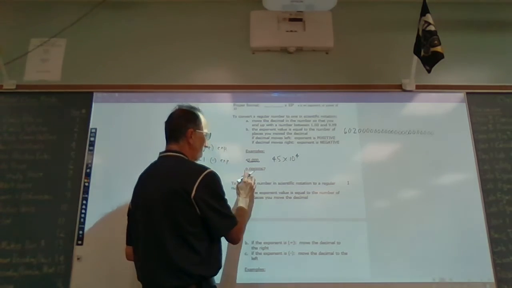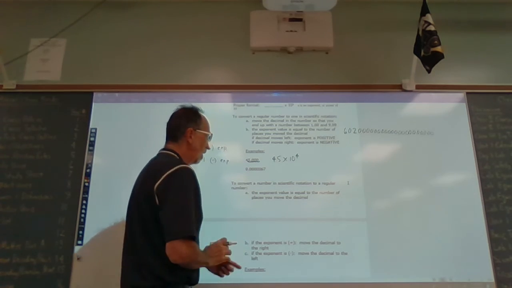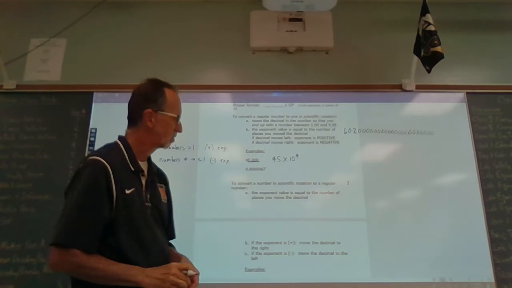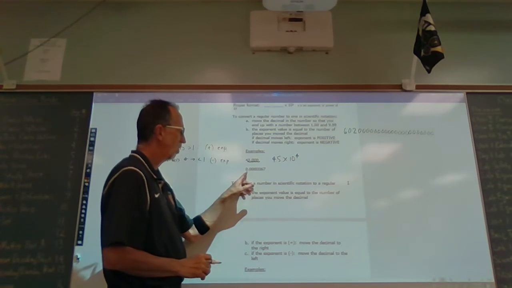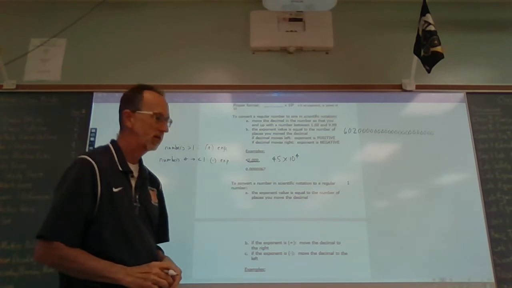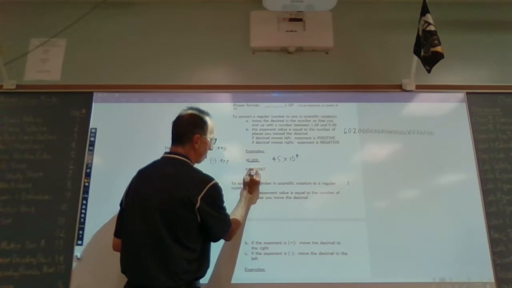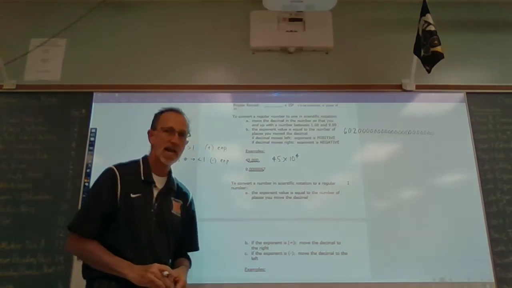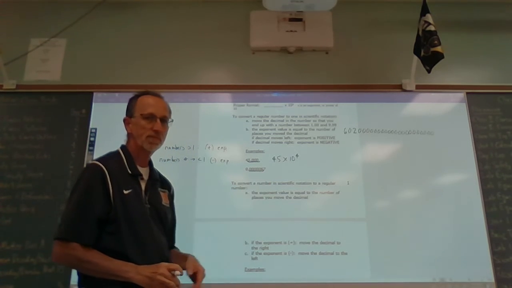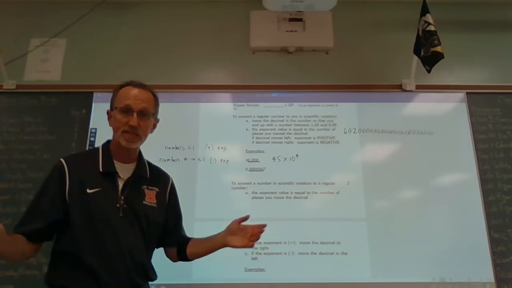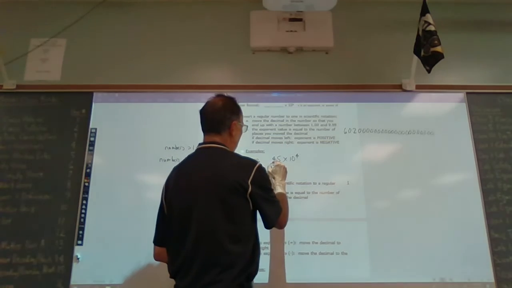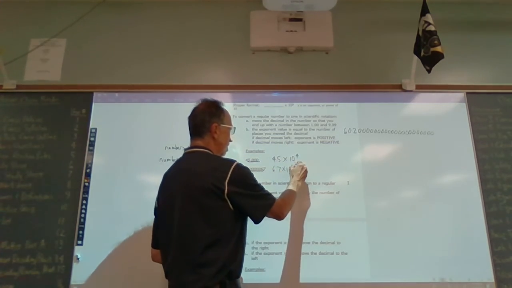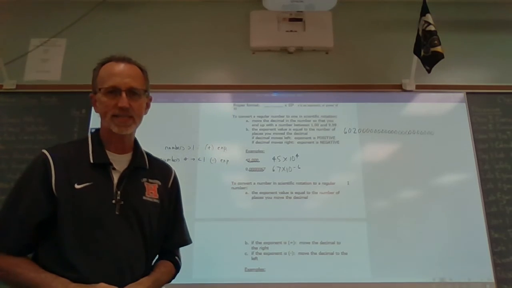Next one, so we do have a decimal point. This is a very small number, so it's going to have a negative exponent, as we just said. So to get this number to a number between 1 and 10, I'm going to have to move the decimal to the right, 6 places actually. That puts it between the 6 and the 7, so 6.7 is between 1 and 10. 6.7 times 10, I moved it 6 places, negative 6.